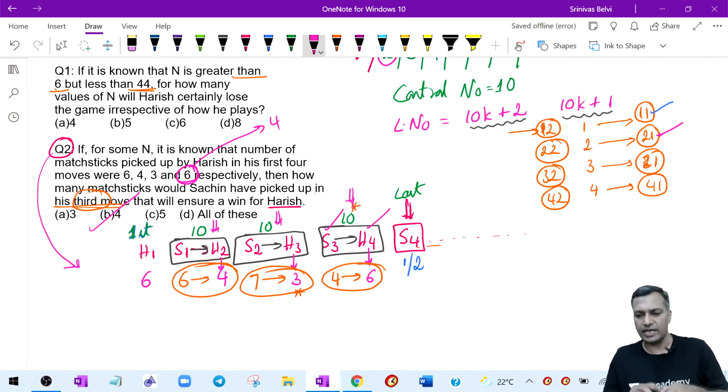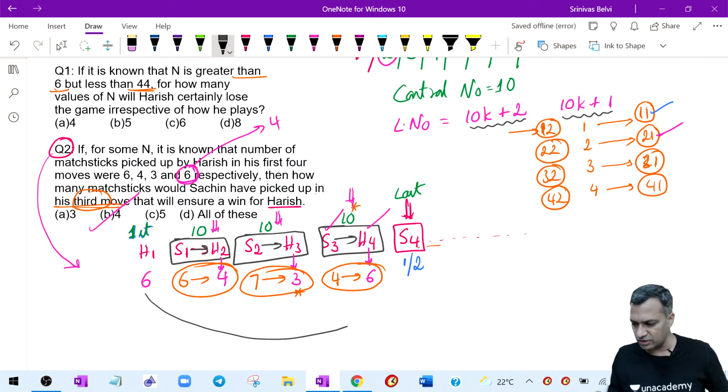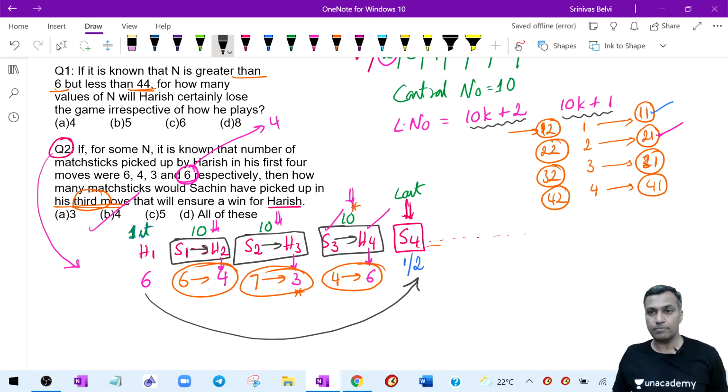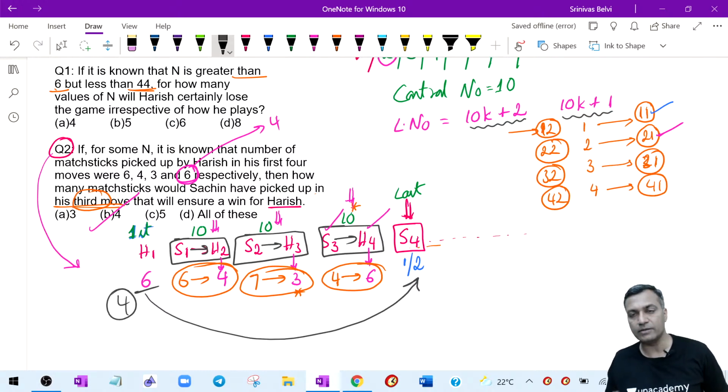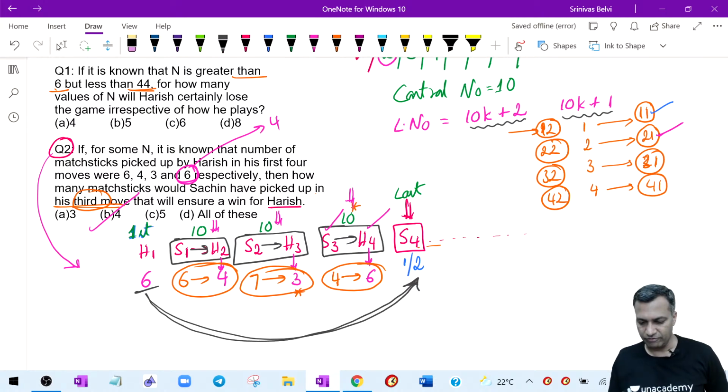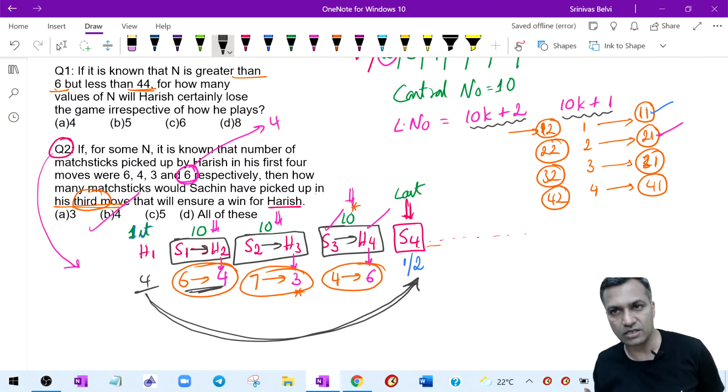The first 6 matters, Keval, because the first 6 ensures that 1 or 2 are left here, right? The first 6 does matter because instead of picking 6, if he picks 4, then he will lose. Based on this 6, this 1 is going to be left. If he picks 6, then he can control. If he picks 4 here, he will not be able to control. Then Sachin will start controlling.